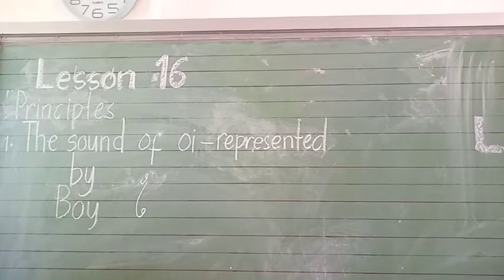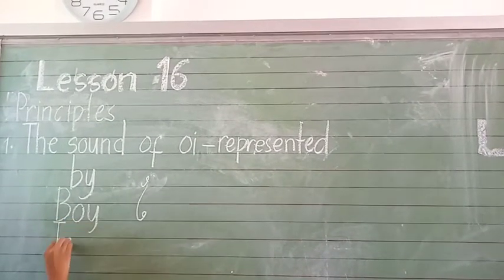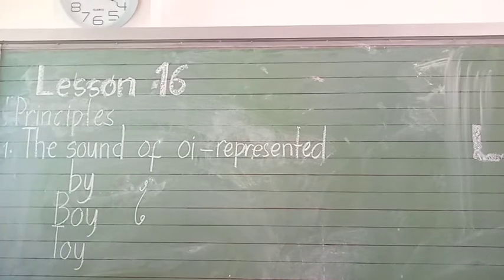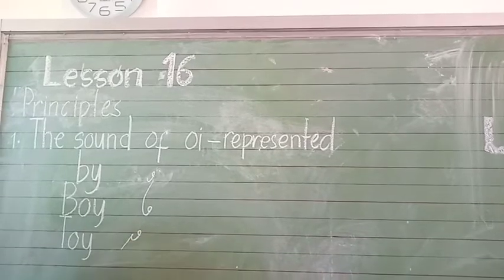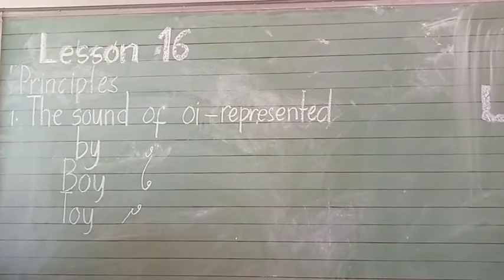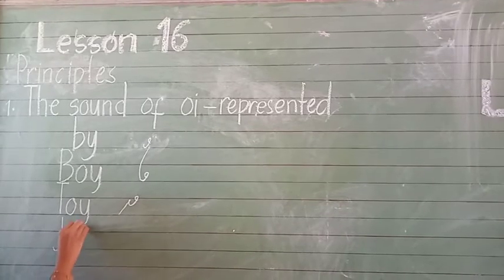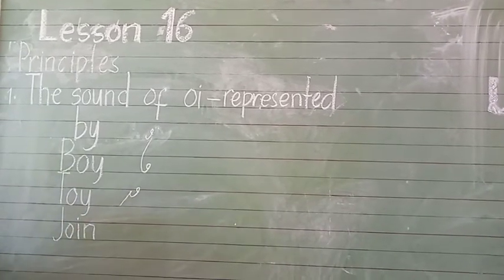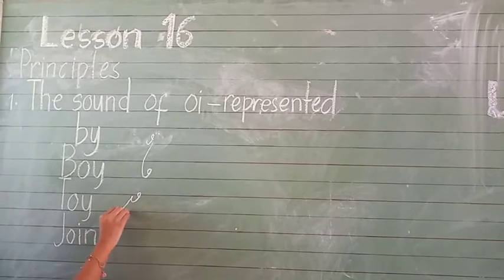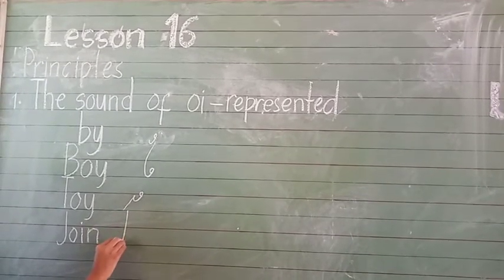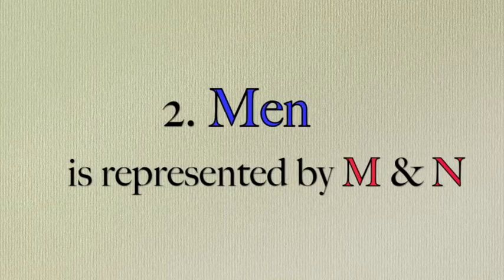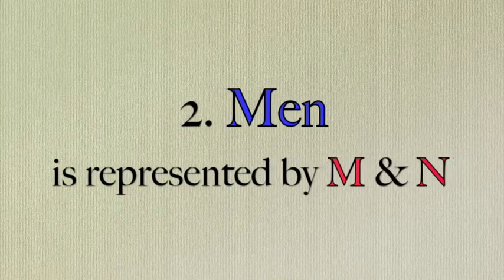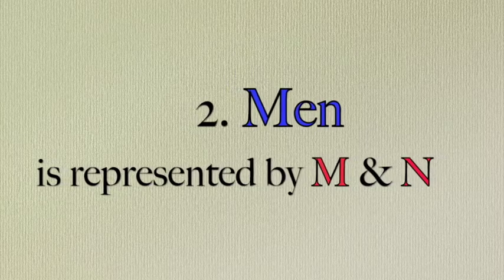Next, toy is represented by T and oi. Next, join is represented by J and oi. Now let's discuss the principle number 2, the sound of men. It is represented by joining M and N into one long forward stroke.